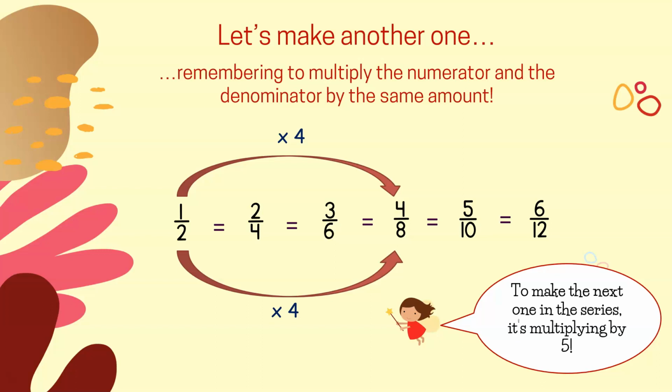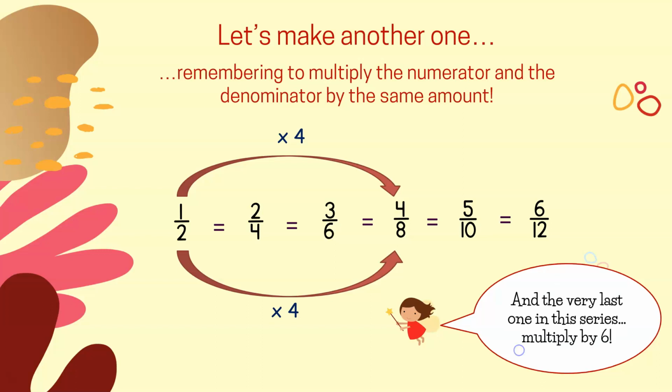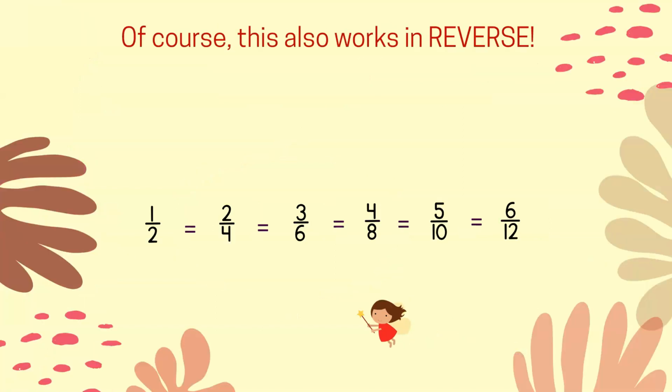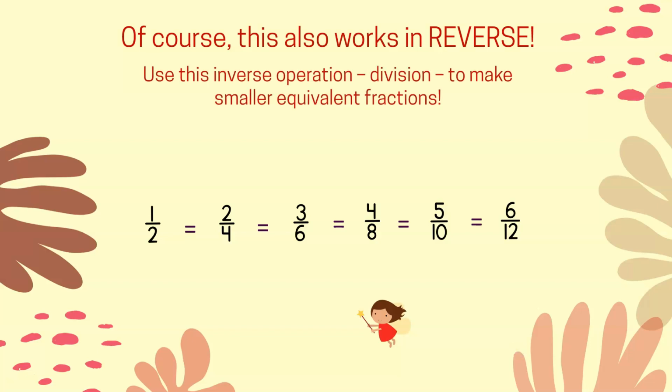To make the next one in the series, we'd be multiplying both the numerator and the denominator by 5. And the very last one, we'd be multiplying by 6. Of course, this also works in reverse. We will use the inverse operation to multiplication. That means the opposite mathematical technique, which is division.